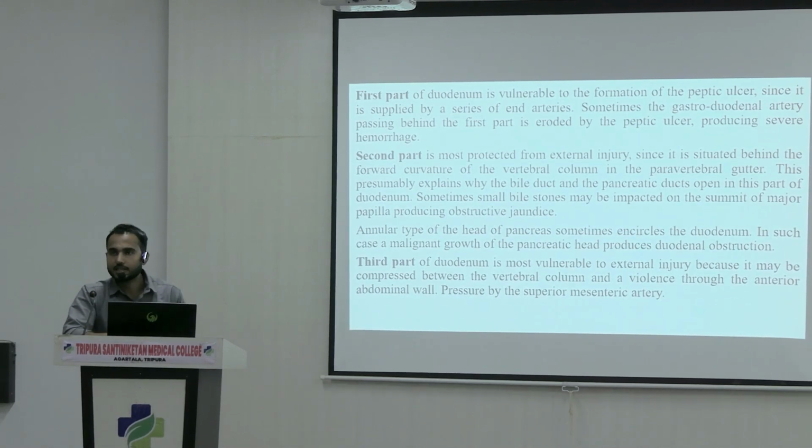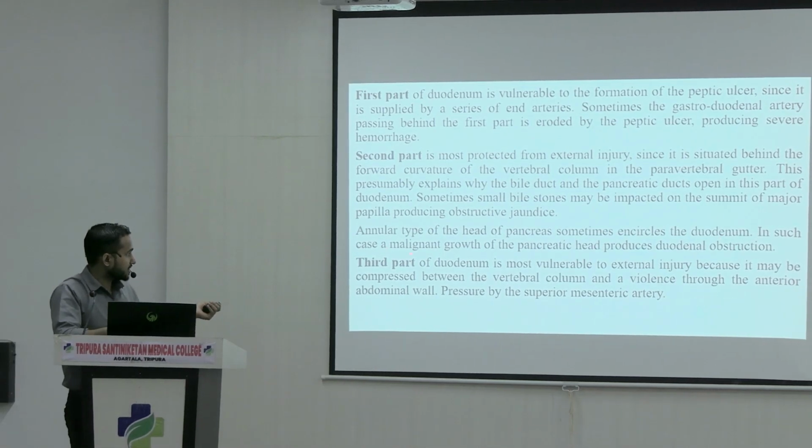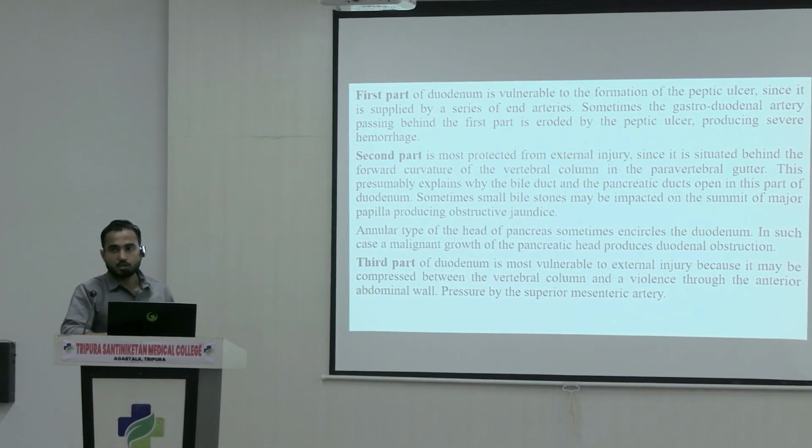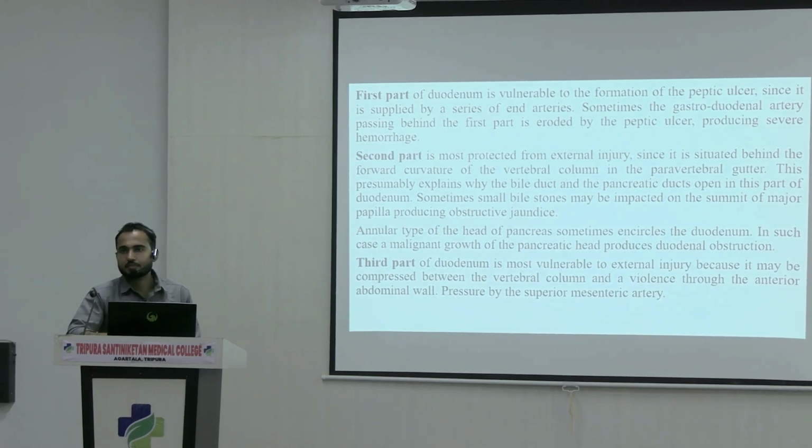Next, an annular head of the pancreas is there. It is a congenital anomaly of the pancreas which encircles the duodenum. In such cases, there is duodenal obstruction. Annular pancreas is a congenital anomaly that encircles the second part of the duodenum, and that can cause obstruction of the duodenum.